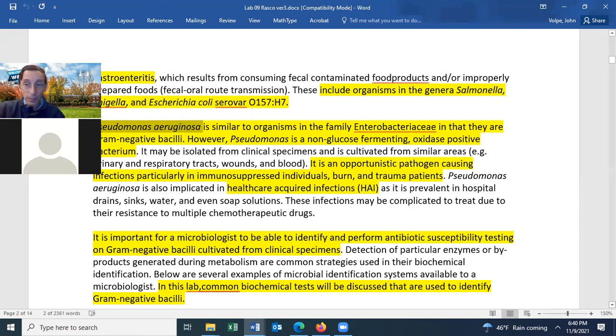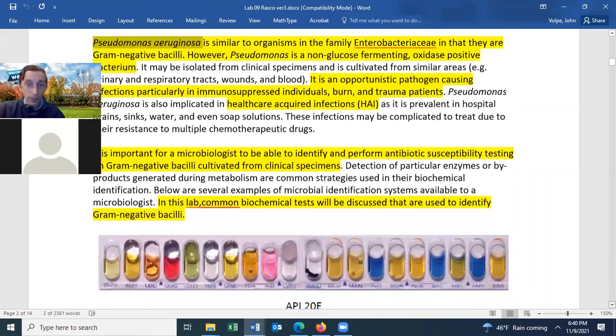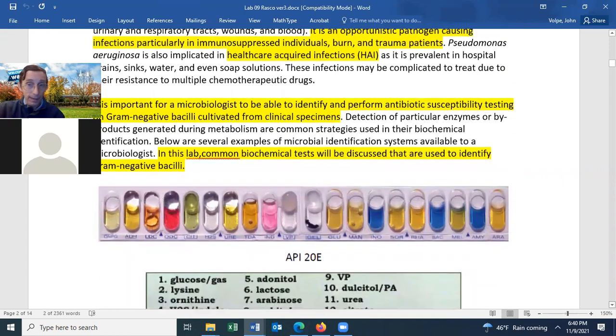It's important for microbiologists to identify and perform antibiotic and other biochemical testing to identify gram-negative bacilli that are cultivated from a clinical specimen. In this lab, we're going to talk about the common biochemical tests used to identify gram-negative bacilli.